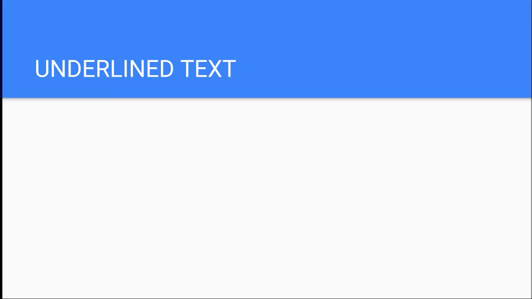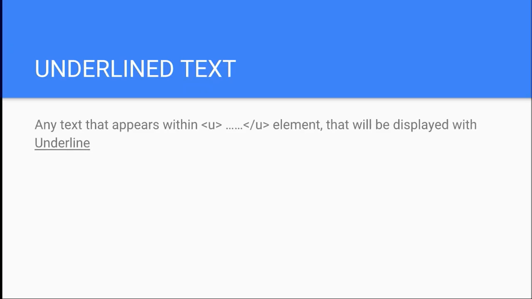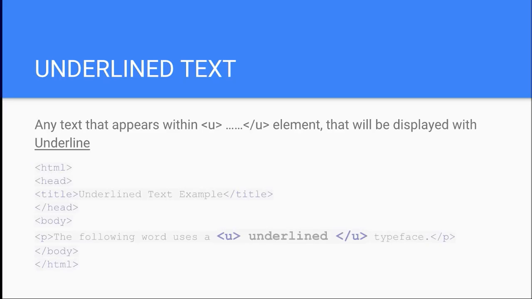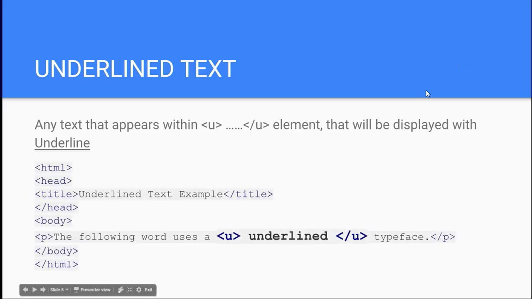The next one is underlined text. We use the U and /U elements to make the font underlined. Same as the previous two examples, the piece of content between U and /U will appear with an underline in it.